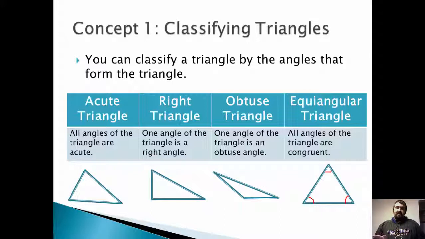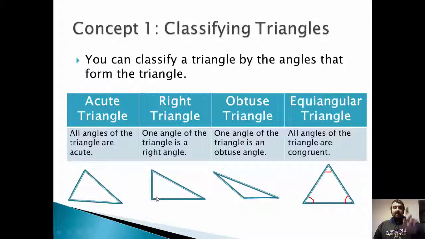Of the four types of angles, three of them are represented in the type of triangle. The only one not shown is the straight angle, which in concept 2 I'll explain why the straight angle is not possible. However, an acute triangle is where all angles of the triangle are acute. For instance, this angle here looks to be about 70, this angle here looks to be about 50, and this angle here looks to be about 60. All of them are acute.